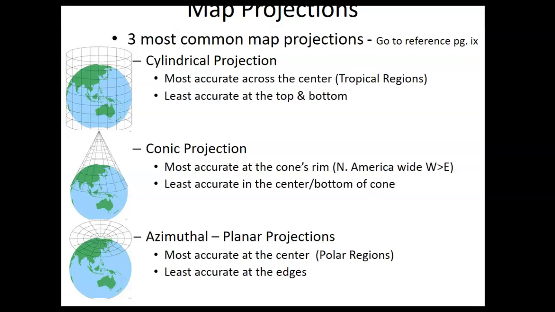So again, to review, the cylindrical, if you can't draw a diagram, you could just type toilet paper roll. It's going to be accurate across the center, not very good along the top and the bottom. The conic projection, for your drawing, you could write ice cream cone. That's going to be most accurate on the rim, least accurate along the bottom of the cone, like where the poles are. And then azimuthal, or the planal projection. This is great for just showing one chunk, one small section of the Earth on a flat piece of paper, but it is least accurate on the edges, so your diagram would be like a piece of paper.